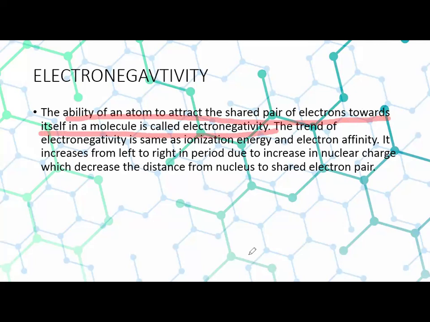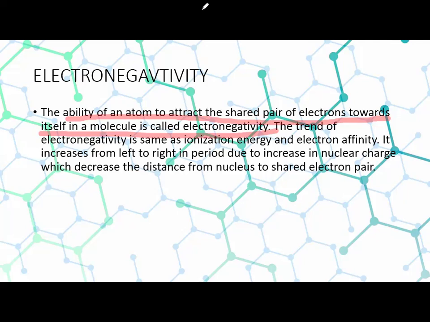The trend of electronegativity is the same as ionization energy. इसका ट्रेंड हमारे पास आयनाइजेशन और इलेक्ट्रॉन एफिनिटी के सेम ही है. It increases from left to right in a period due to increase in nuclear charge, वही रीजन बन रहा है, which decreases the distance between the nucleus and the shared pair of electrons.